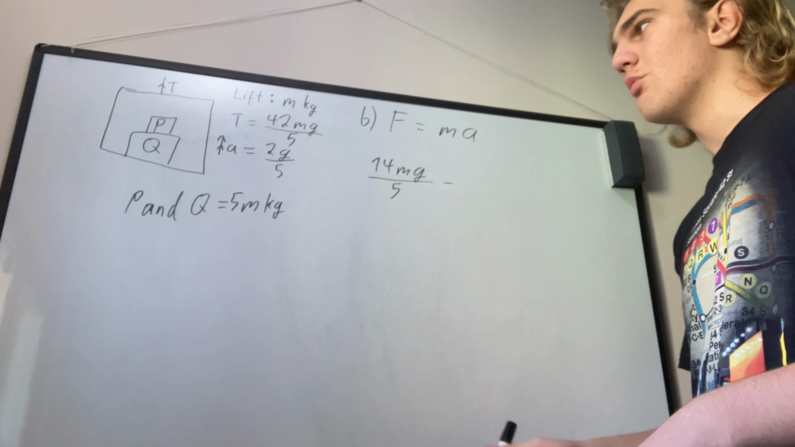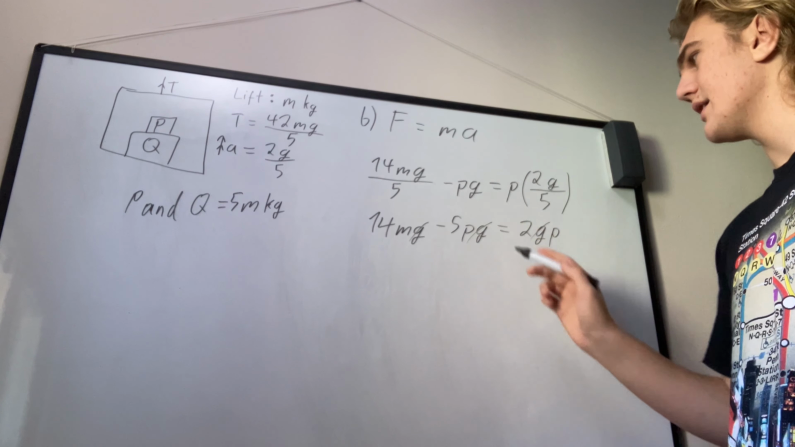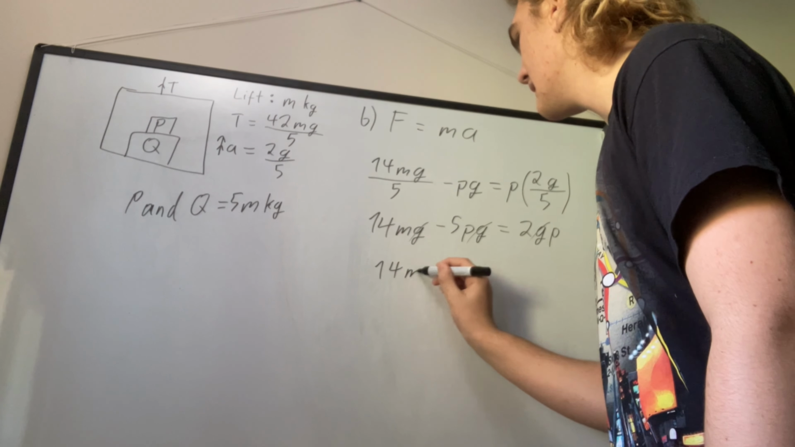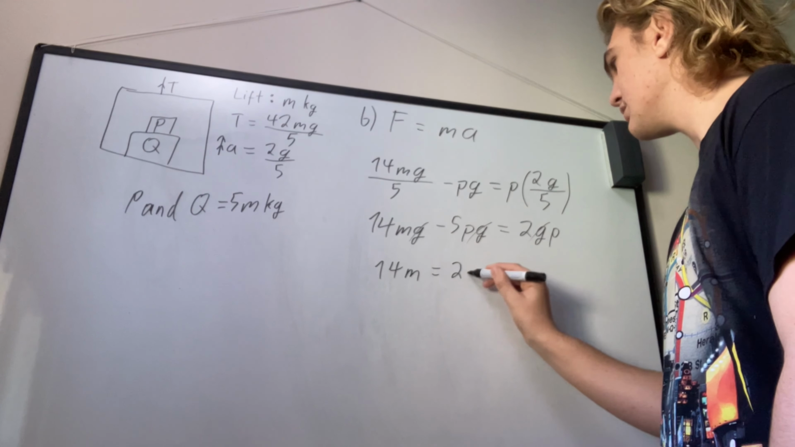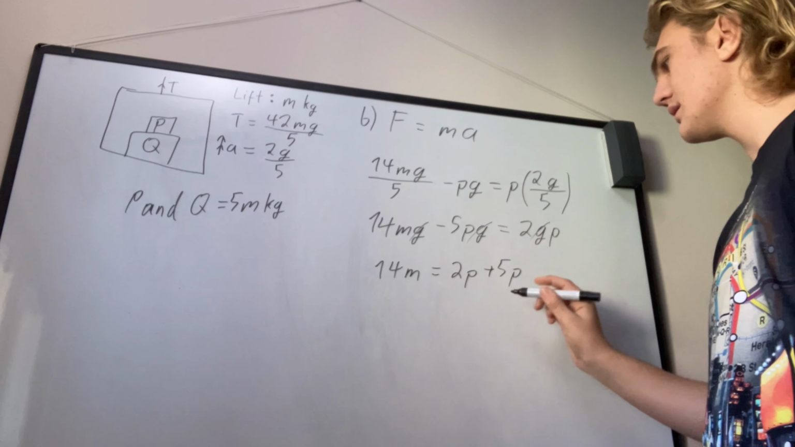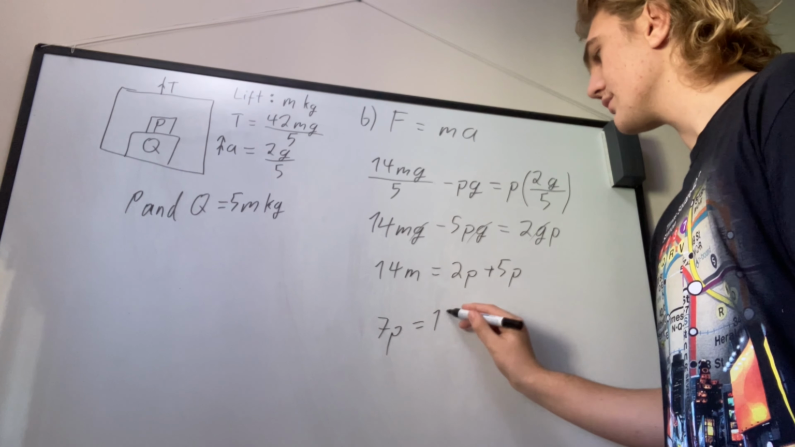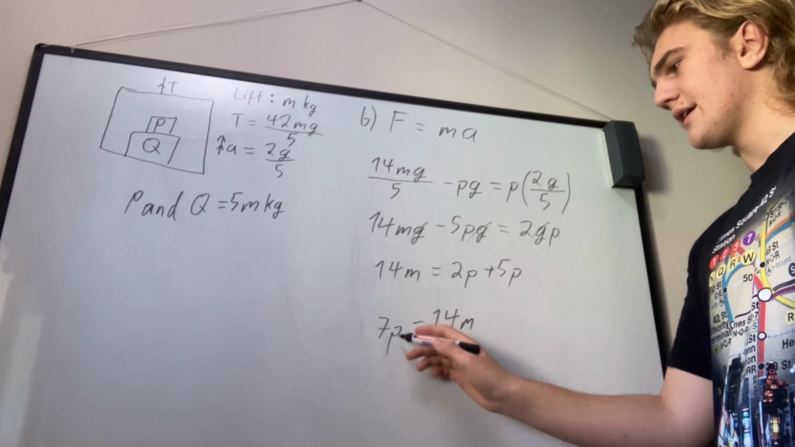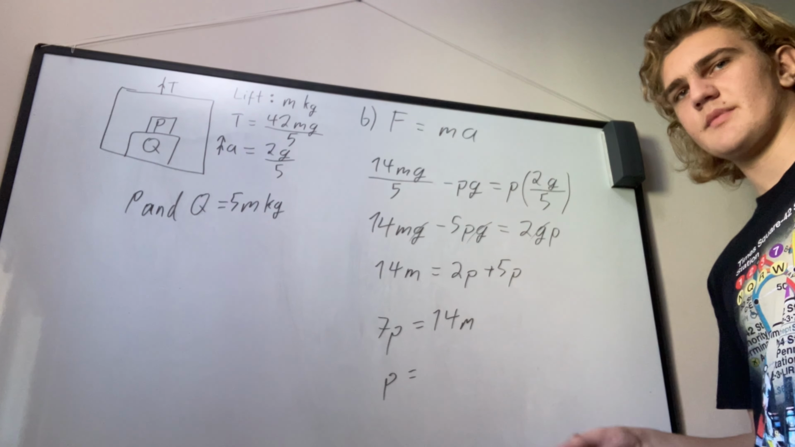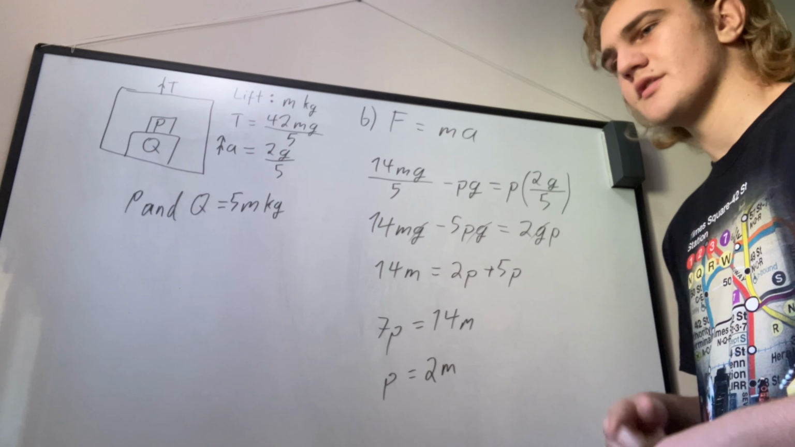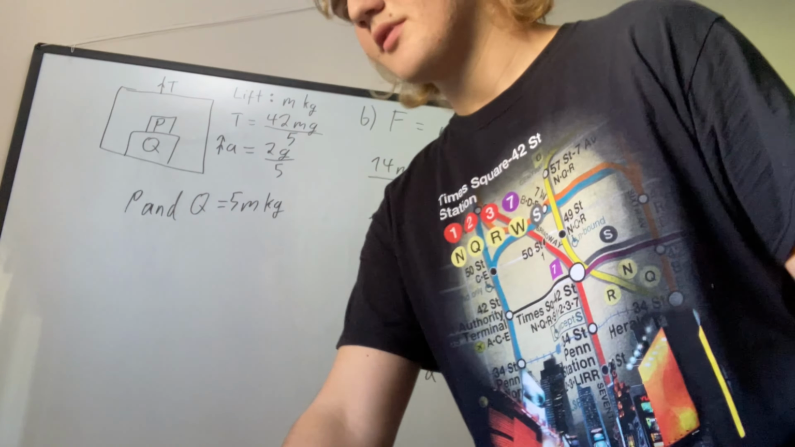Alright? And because everything has a g, I can just divide by g and get rid of all the g's, so cancel those g's out. And then we're left with 14m minus 5p equals 2p. So move that over to the other side: 14m equals 2p plus 5p. 2p plus 5p is 7p equals 14m. And then p is equal to 14m divided by 7, which is 2m. So now we know that the mass of P is going to be 2m. And that's how you do part B for this question.